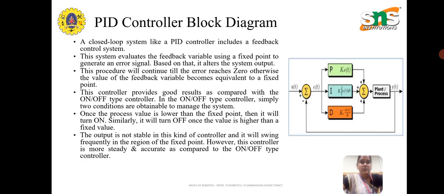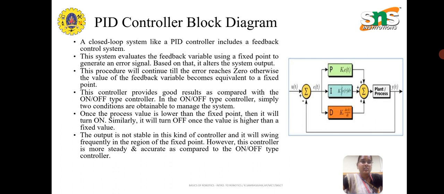In this PID controller, first of all, we are going to consider a closed loop system. In this closed loop system, we have a PID controller which includes a feedback control system. This system evaluates the feedback variable using the fixed point to generate an error signal. Based on that, it alters the system output. This procedure will continue till the error reaches 0, otherwise the value of the feedback variable becomes equivalent to the fixed point or set point.